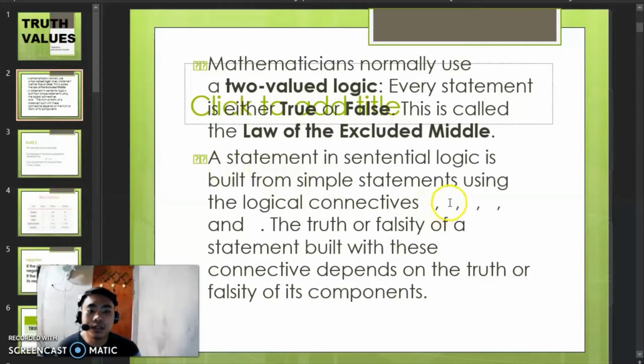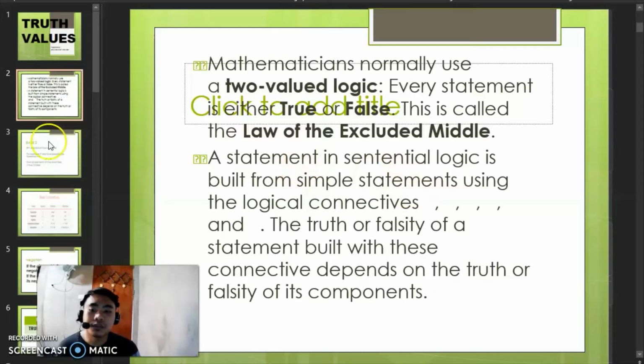A statement in sentential logic is built from simple statements using the logical connectives: negation, conjunction, disjunction, conditional, and biconditional. That's the 5 types of logical connectives that were discussed last meeting. The truth or falsity of a statement built with these connectives depends on the truth or falsity of its components.